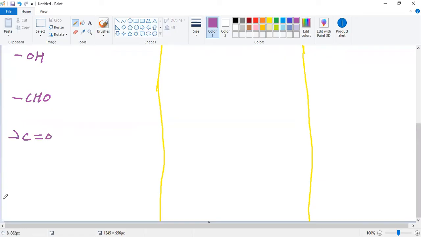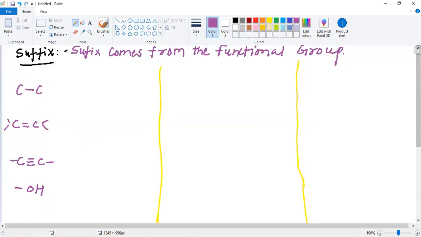Then, my dear students, we may have nitriles, that is C triple bond N. We may have ROR, that is your ether. So we may have them. Let's move forward and study about the others.